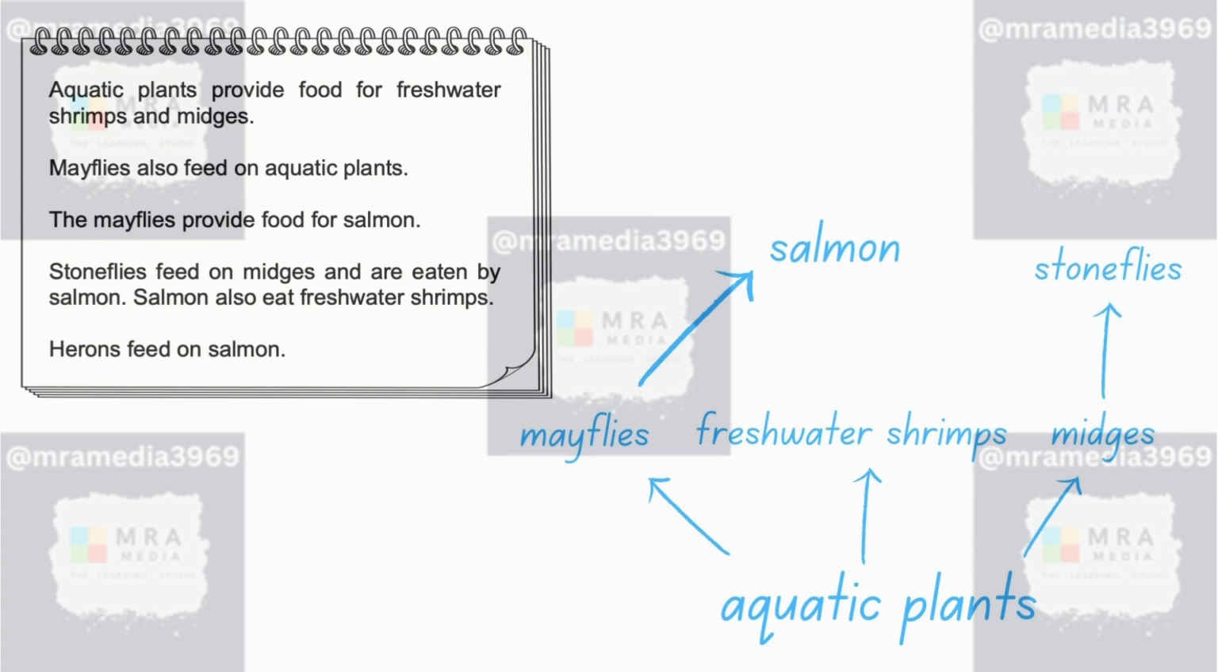Stoneflies feed on midges. These are eaten by salmon. Freshwater shrimps are also eaten by salmon. Lastly, herons feed on salmon. Now this pretty much looks like a well-structured food web. Remember, the arrows always point towards the consumer, i.e., the higher trophic level.